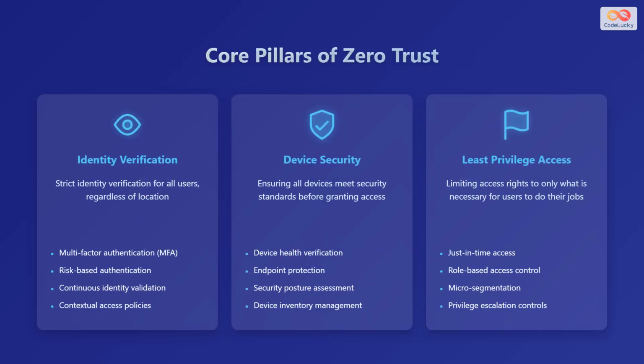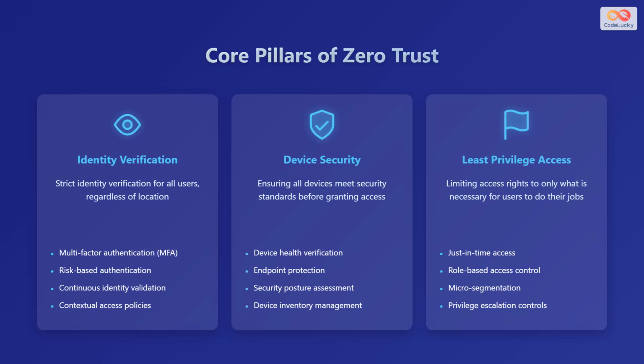The core pillars of zero trust are identity verification, device security, and least privilege access. Identity verification involves strict verification for all users, regardless of their location. This includes multi-factor authentication, risk-based authentication, continuous identity validation, and contextual access policies.